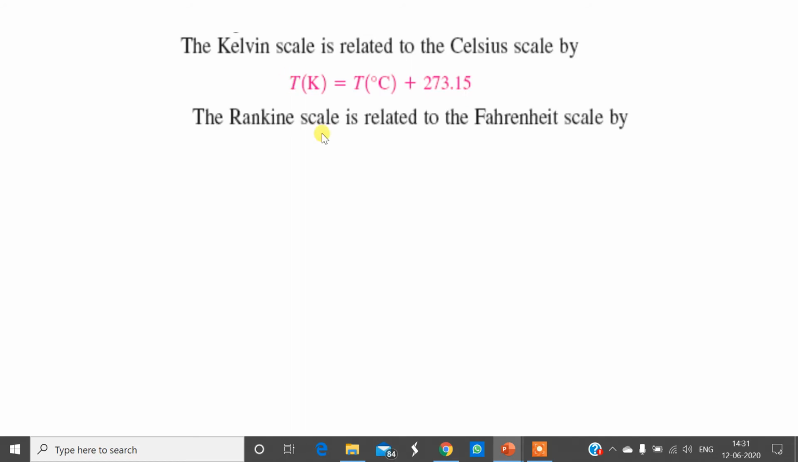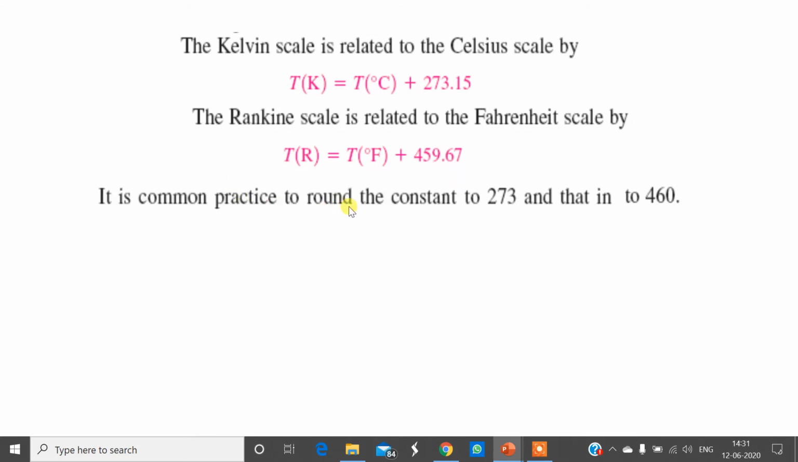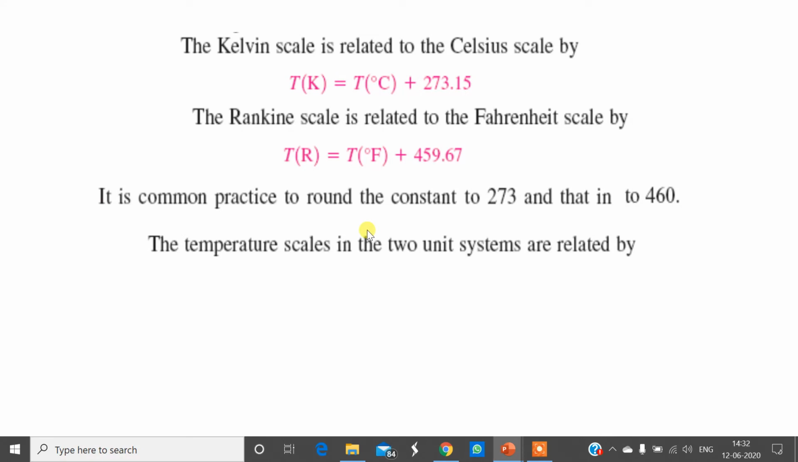The Rankine scale is related to the Fahrenheit scale as temperature in Rankine is equal to temperature in Fahrenheit plus 459.67 Rankine. In common practice, we round the constants, considering it as 460 and 273. The temperature scales in the two unit systems are related as: temperature in Rankine is equal to 1.8 times temperature in Kelvin.